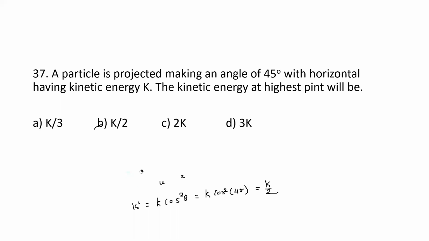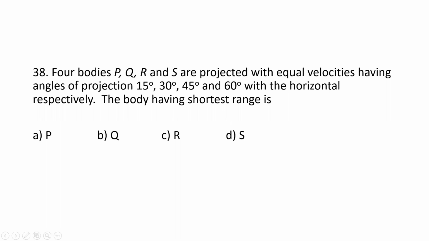Let us see the next question. Four bodies P, Q, R and S are projected with equal velocities, with angles of projection 15 degree, 30 degree, 45 degree and 60 degree with the horizontal respectively. The body having the shortest range is given by? See here, four bodies are there, P, Q, R, S. They are projected with equal velocities. So which body will have the shortest range?